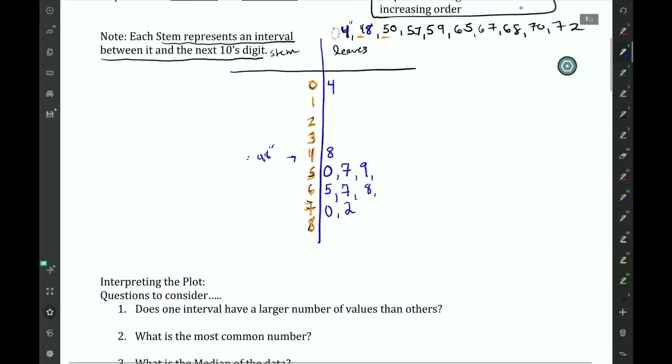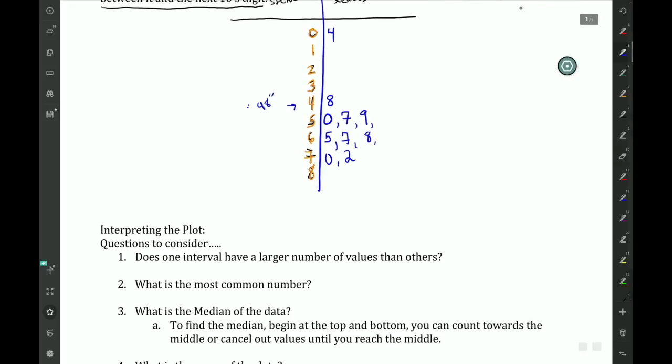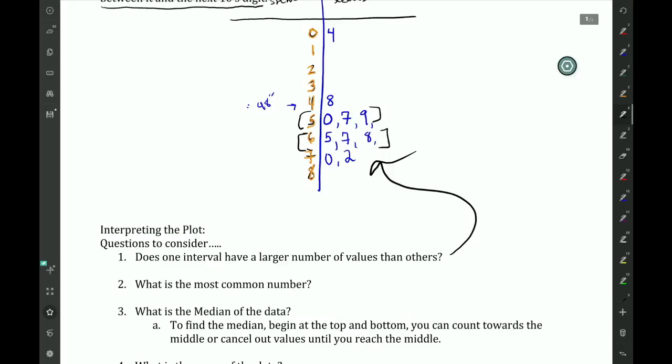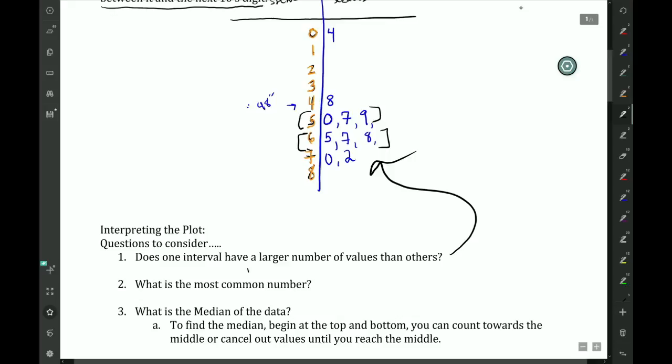Now, interpreting the plot is what's more challenging, I suppose. Does one interval have a larger number of values than the other? This is just looking at our stem and leaf. We can say the largest number of values fall within the 50s and the 60s range. They each have the same amount, 4 different numbers, so 50 to 59 and 60 to 69.